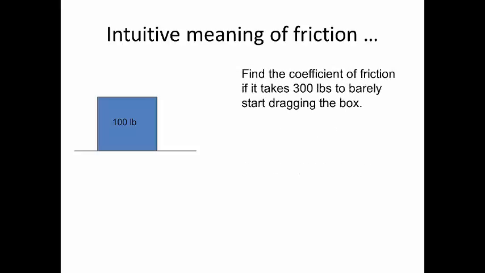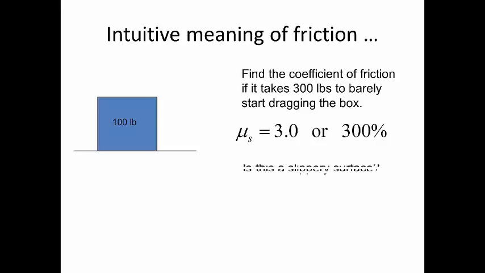Find the coefficient of friction if it takes 300 pounds to barely start dragging the box. Our coefficient of static friction in this case would be 3.0, or 300%. Is this a slippery surface? No, it's quite the opposite. In this case, the block must be glued to the floor if we have to apply 300 pounds to start moving a 100-pound box.